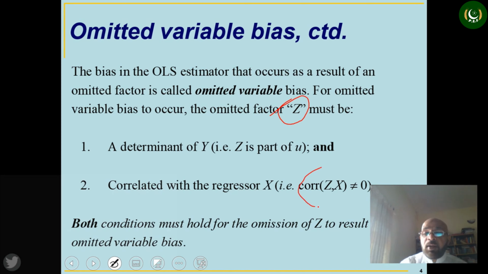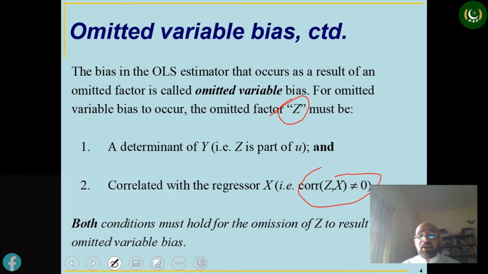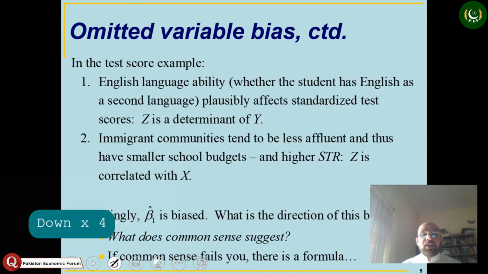Please be careful. Many people will raise a question that if the correlation between z and x is not equal to 0, there will be multicollinearity. Multicollinearity we shall also discuss in this chapter: perfect multicollinearity, high multicollinearity, and why it occurs. I have also another video clip on multicollinearity. I'll give the link in this video.